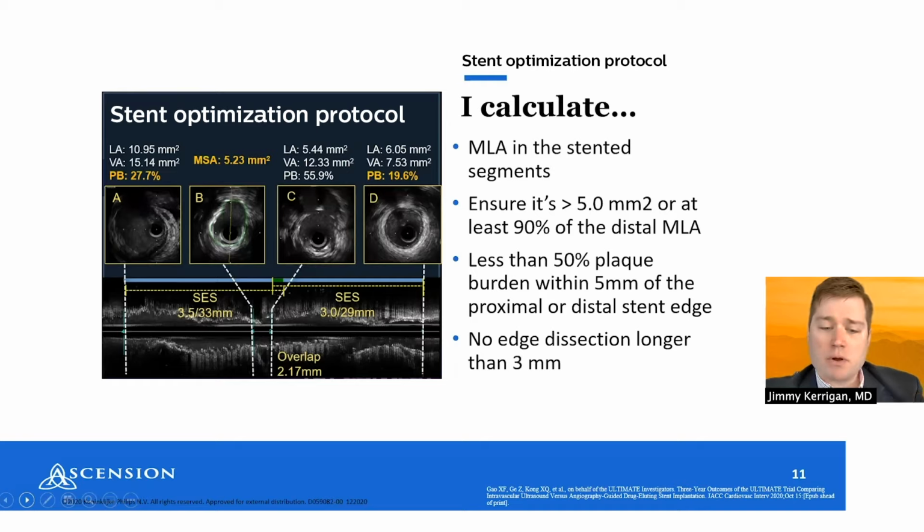I'll find the smallest part of the stent and calculate the minimal stent area, making sure that that is bigger than the distal reference lumen, or at least 90% of it, if not bigger usually, or at least greater than 5 square millimeters. Sometimes, again, with smaller vessels, you can't really achieve that quite as well. And then making sure that there's no edge dissection.